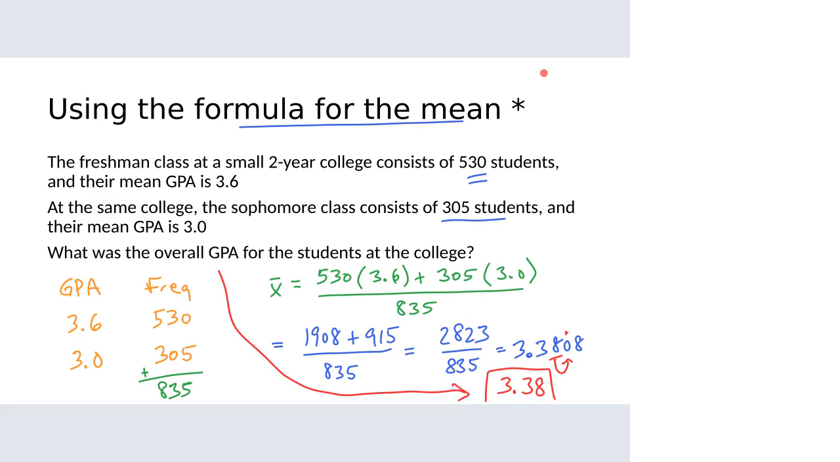Remember, at the beginning of this, I said absolutely don't just take these two numbers and find the mean of those. It would be 3.3. Well, the reason we end up a little higher than 3.3 is because there's 530 students with this really good GPA and less students with this lower GPA. And so these 530 pull it up a little bit from the midpoint of 3.3, and it lands at 3.38. Let me know if you have any questions on that before we move on to a different type of question.